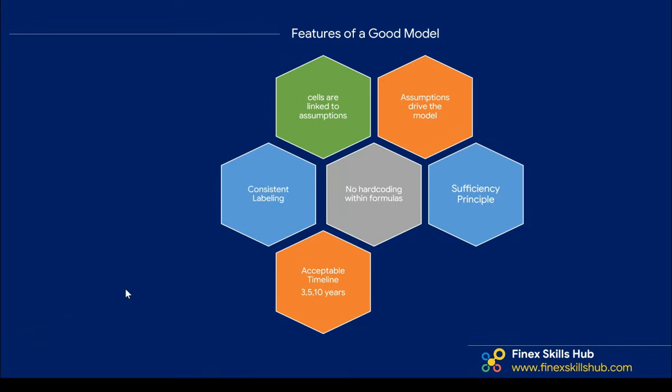But if you are using this for an agriculture investment example in this part of our world, sometimes 10 years is also an ideal time. Okay, then it has to be clear, and the structure and the design has to be very intuitive for users as well. These are some of the features of a good model, right?